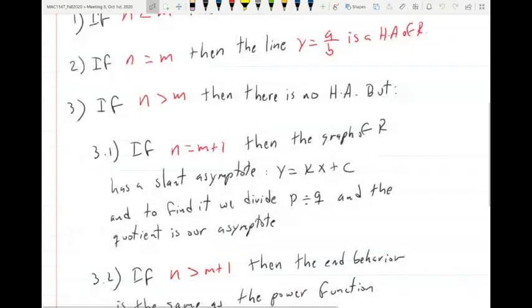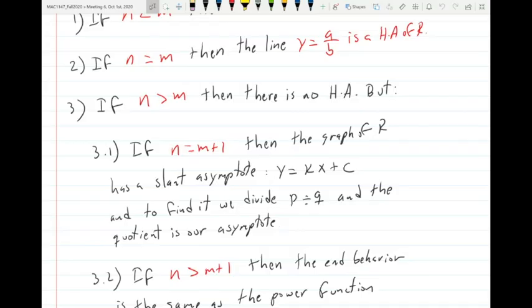But what we realized was that if the top is 1 more than the bottom, meaning if n is m plus 1, so the degree of the top is 1 more than the bottom, then we are going to have a slant asymptote, okay? And this is a line, so we have an equation, kx plus c. I'm using k instead of m because m is already taken to talk about degrees. And what do we do to find this slant asymptote? We divide p and q, and then the quotient will give you the equation of the asymptote. That's the summary of what we did last time.